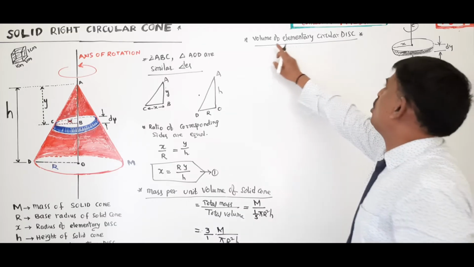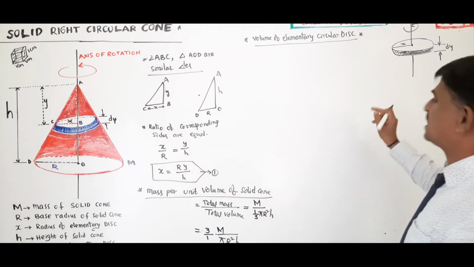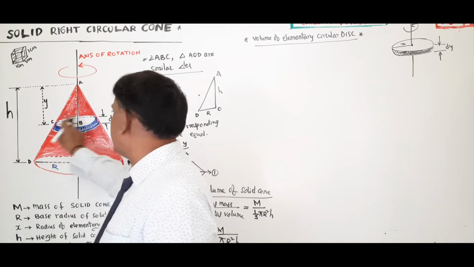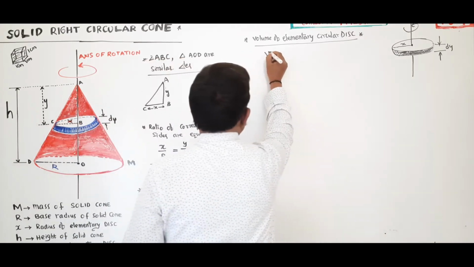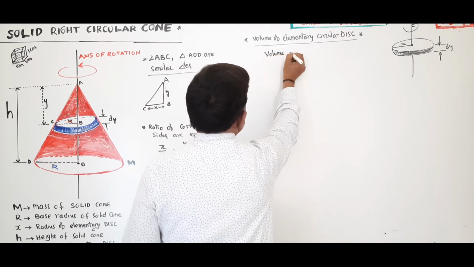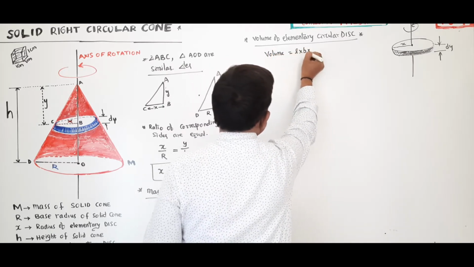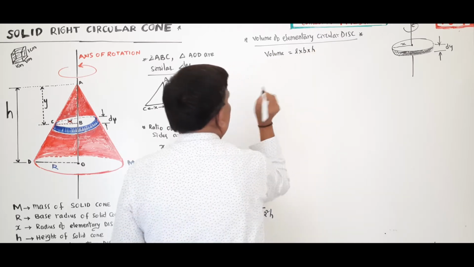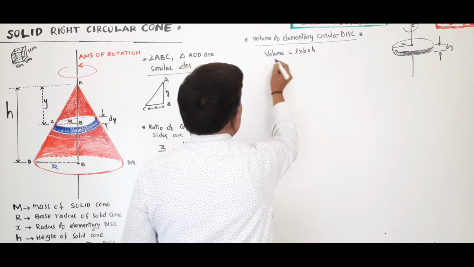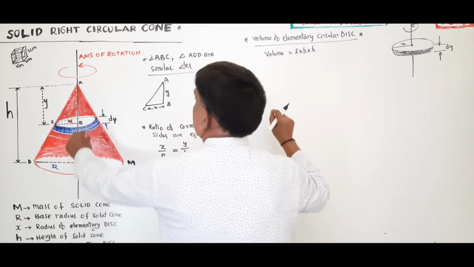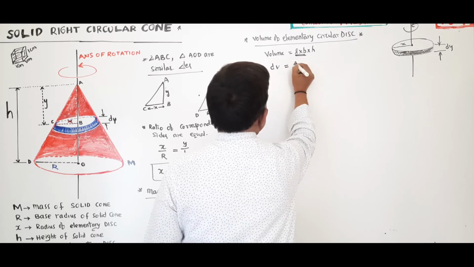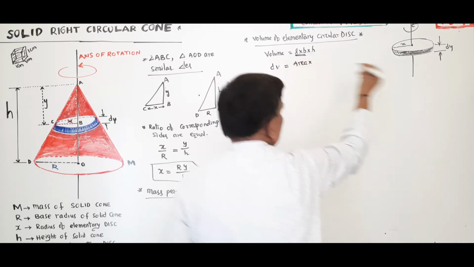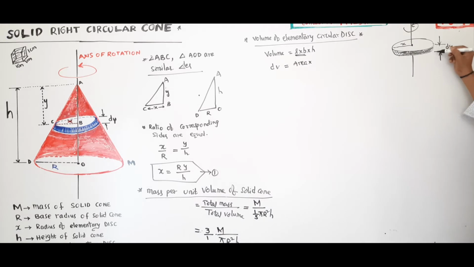Now the volume of the elementary circular disc. Now I am finding the volume of this elementary circular disc. General formula: volume is equal to length into breadth into height. Now all the members please listen. Volume of the elementary disc, small volume dv, is length into breadth, which means area, into height, which is nothing but thickness, that is dy.